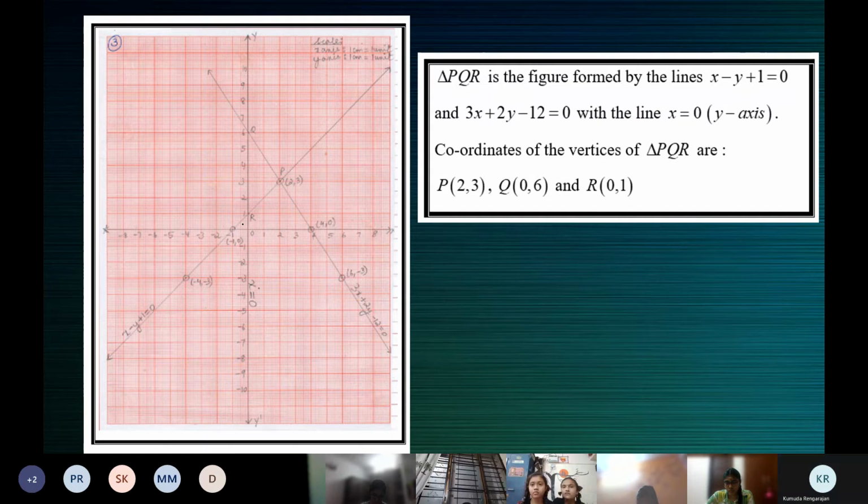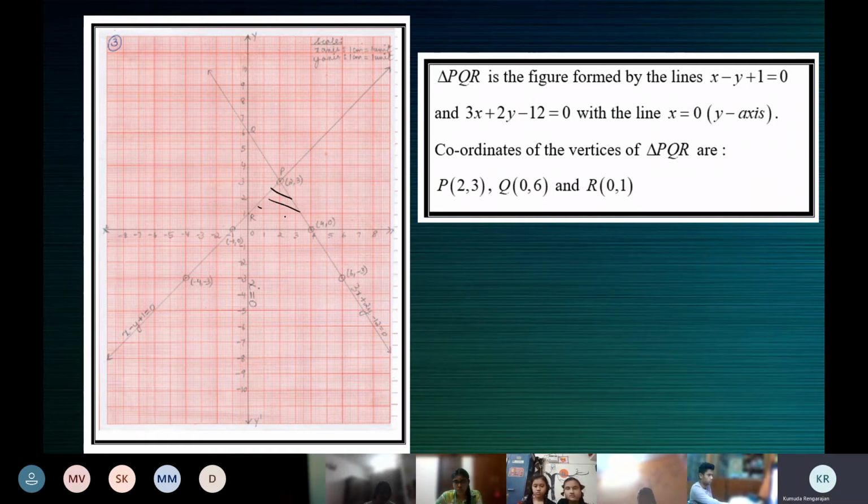Next from Tarun M. Perfect. Tarun M, perfect. But the triangle which you have shaded is not right. You have shaded this triangle. This is bounded by the two lines and the x-axis.